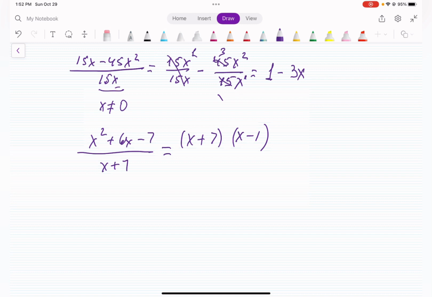Why did I switch minus 7 to positive 7? Because my 6 is plus. If I was going to first put minus 7 and plus 1, then I would get a result of negative 6. But that's wrong. I have to get positive 6. That's why my 7 has to be positive here, and divided by x plus 7. So canceling x plus 7, the answer is x minus 1. Okay?